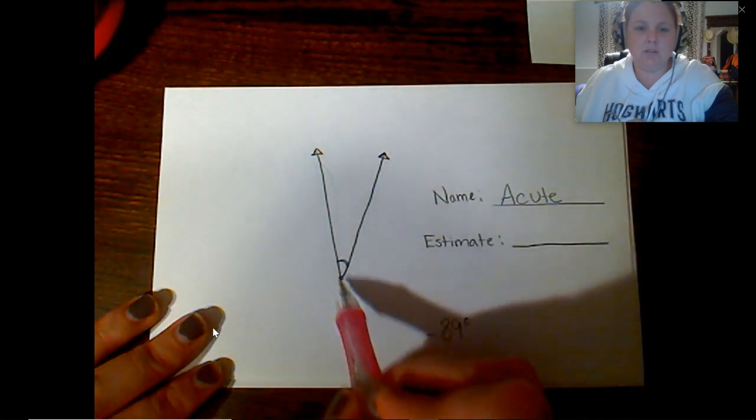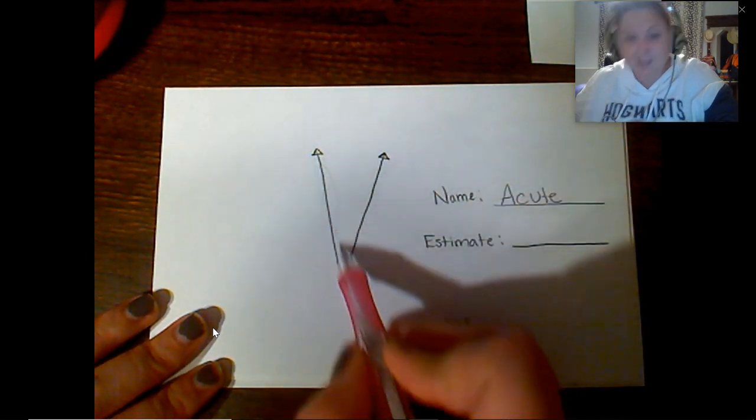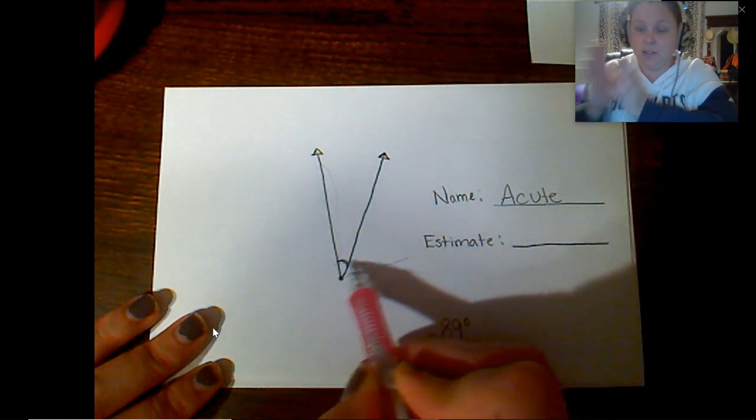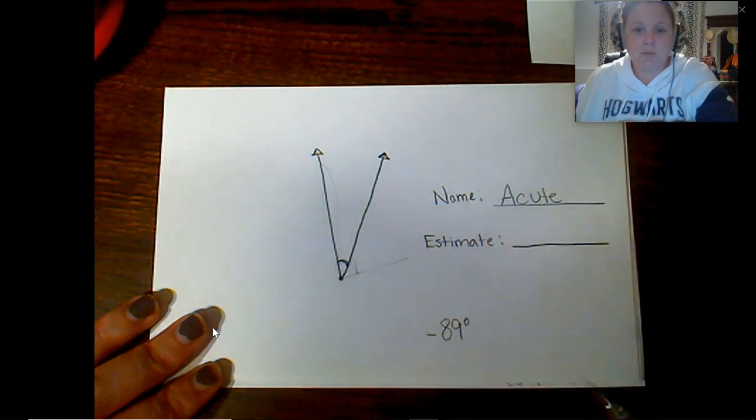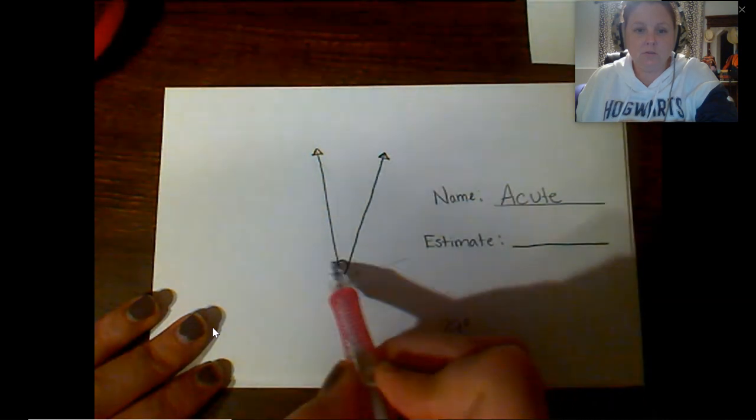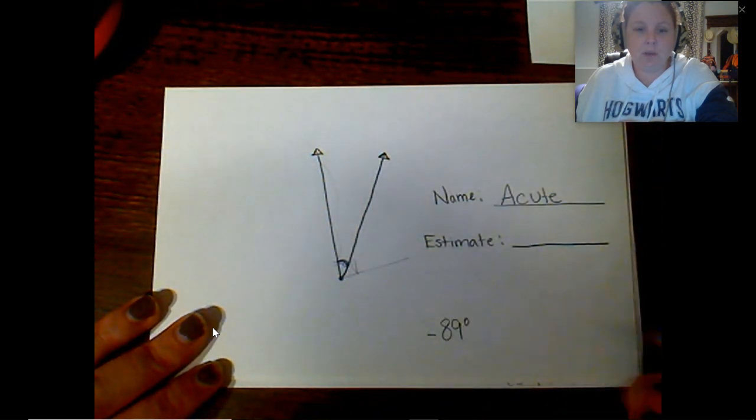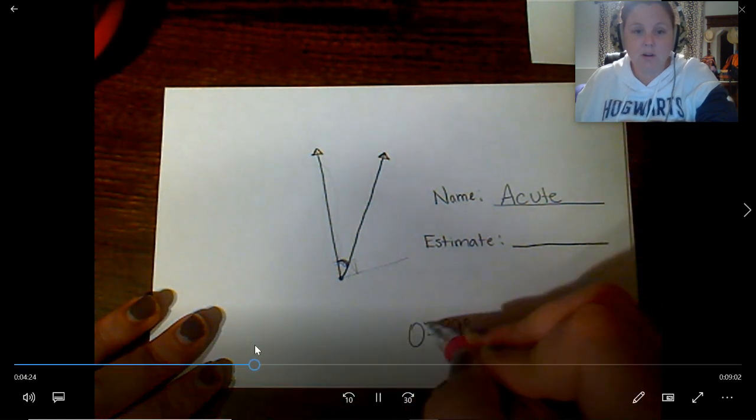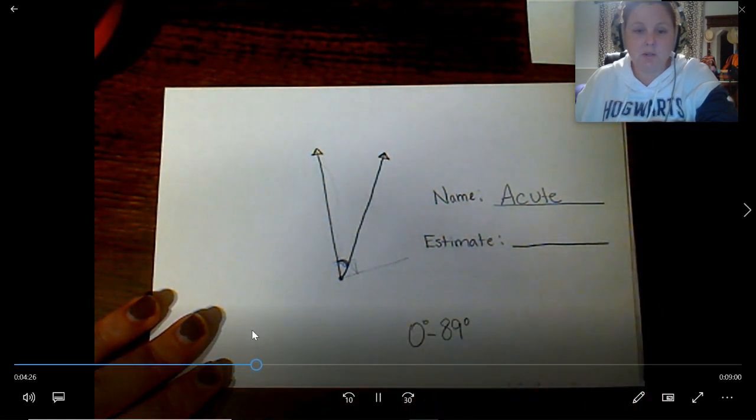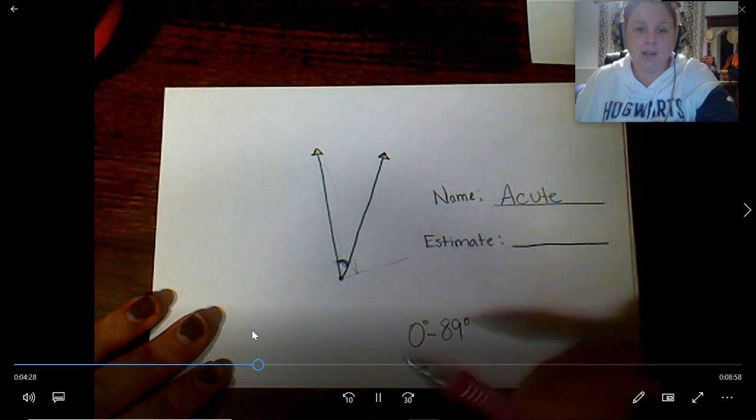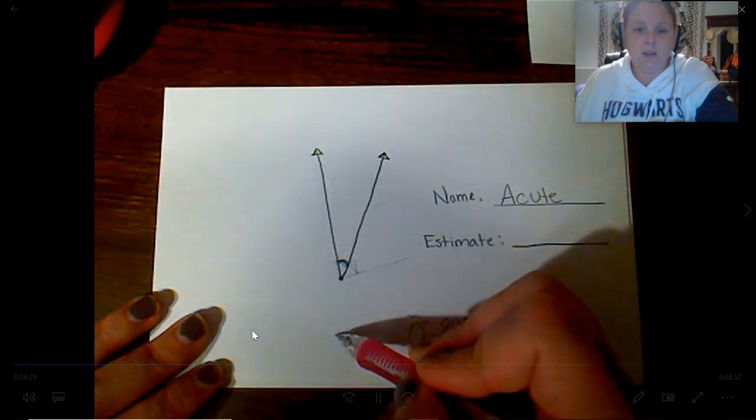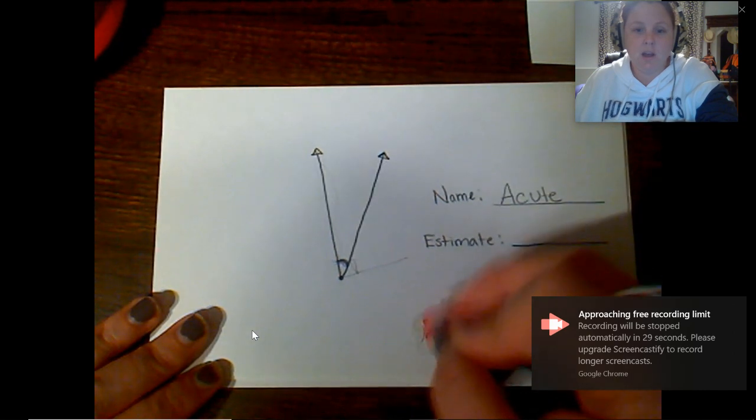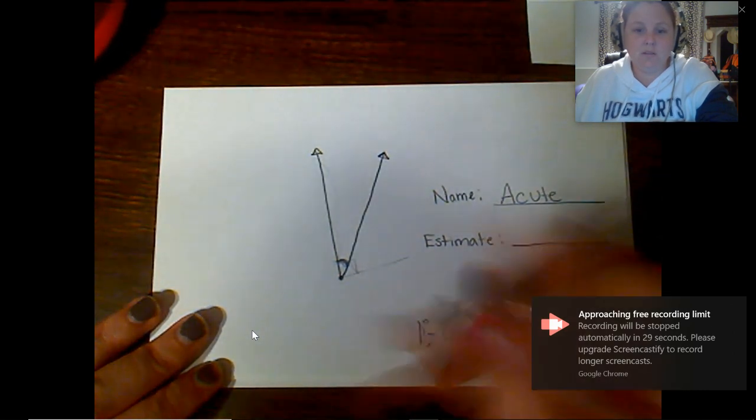I think I put a 0, and then I realized that it can't just be 0 degrees, because 0 degrees would be completely closed. So it has to be between there. I drew that little right angle showing you that it could be a right angle. So when we estimate this, it has to be between 1 and 89 degrees for your guess, because it has to be less than 90 degrees and more than 1 degree.